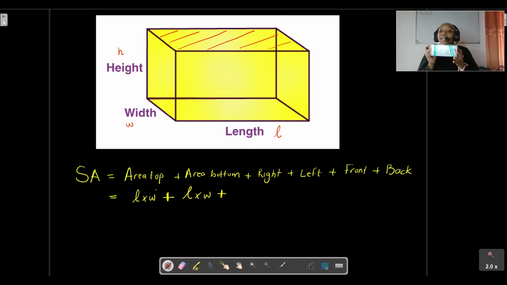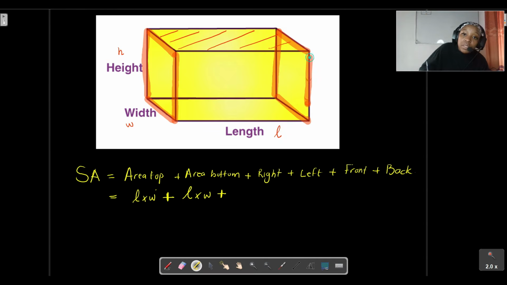Now, we want to calculate the areas of the right and the left of this box. Still looking at the shape that we have drawn here, we want to calculate the area of the right as well as the left of this box. What dimensions would we need to help us calculate the area of the right face?